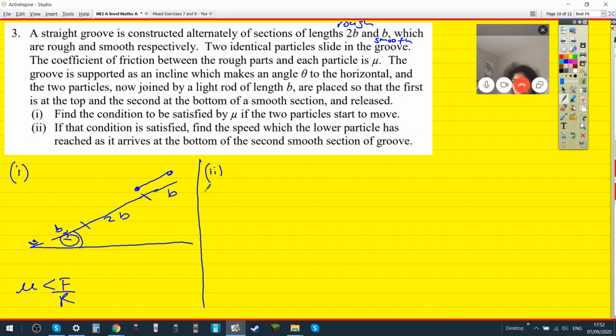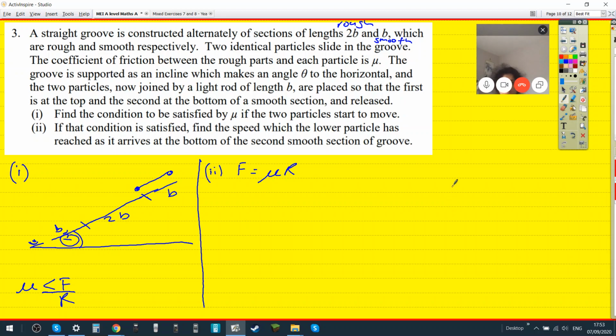So S is 3B. Actually, I just thought for this one you could just say it's equal to it, because if it's moving, then it's reached F max, hasn't it? Oh yeah. So maybe you could say less than or equal to. Point of sliding, that's F equal to mu R. So yeah, I suppose less than or equal to for that, but if it is moving, okay.